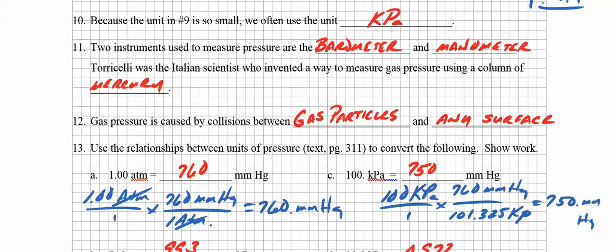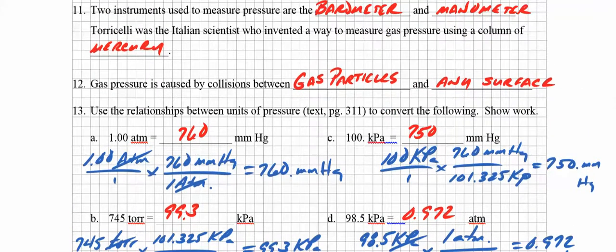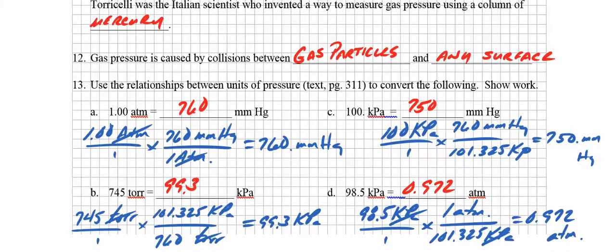Number 12, gas pressure is caused by the collision between gas particles and any surface. If you have a container with gas particles in it, the more gas particles that collide with the sides of the container, the greater the pressure in the container.